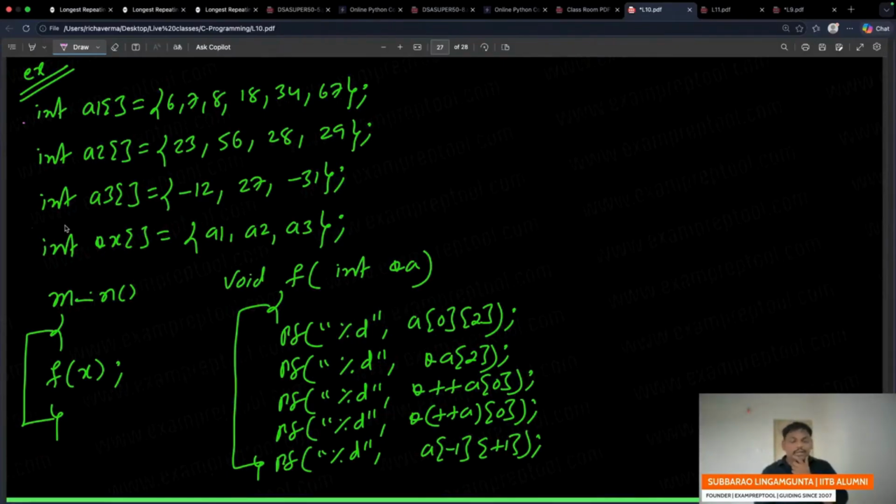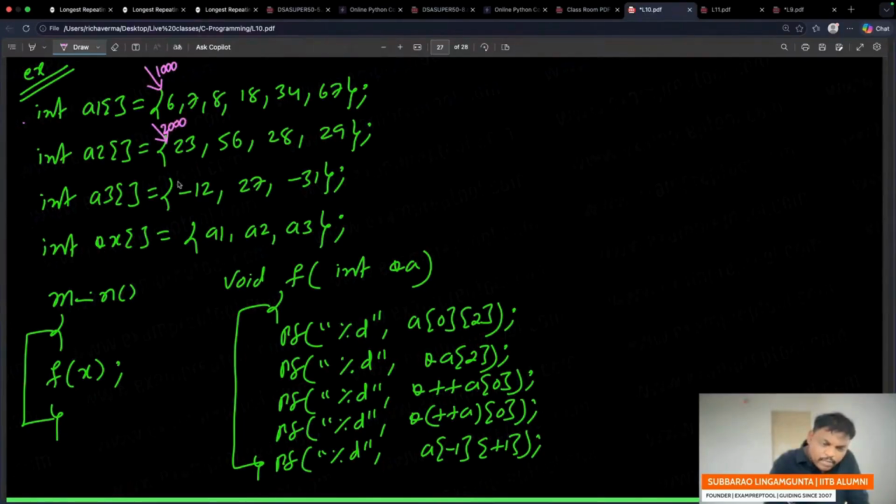But X is expecting addresses of integers. X is saying that I am not a normal array, I am a pointer array. I want addresses of integers. A1, A2 and A3 are normal arrays. Every array has a base address. Assume the base address of A1 is 1000, A2 is 2000, A3 is 3000, and X is 4000.